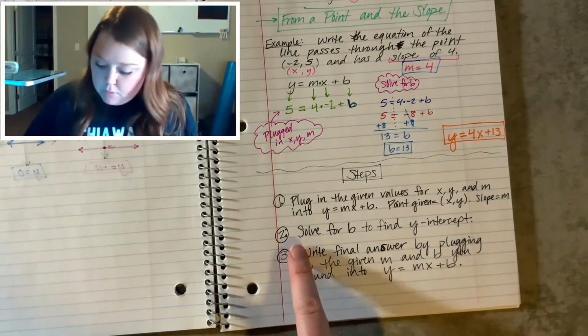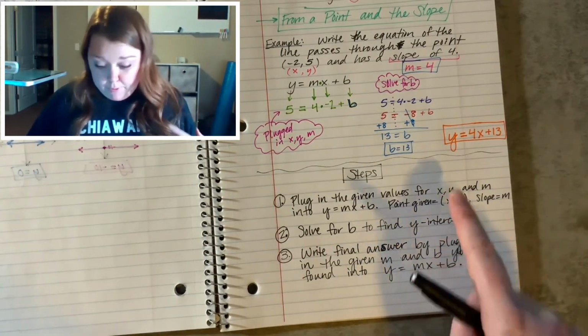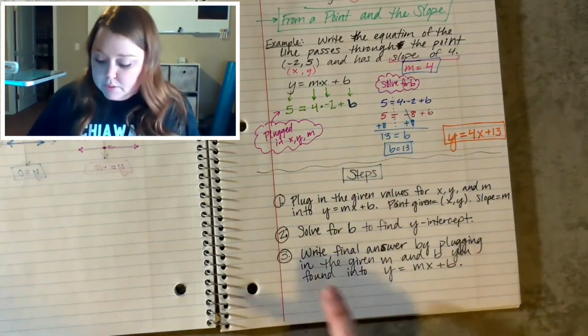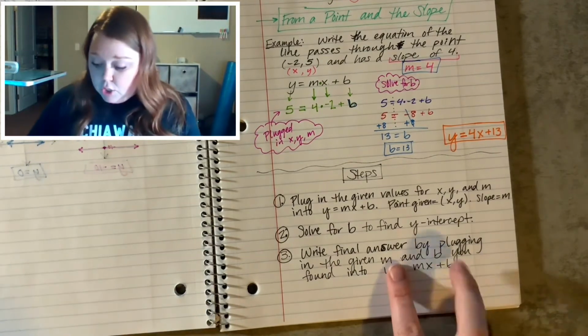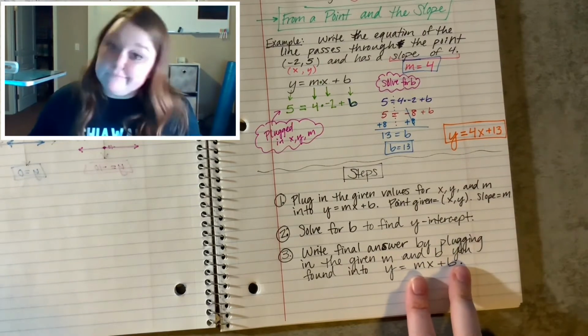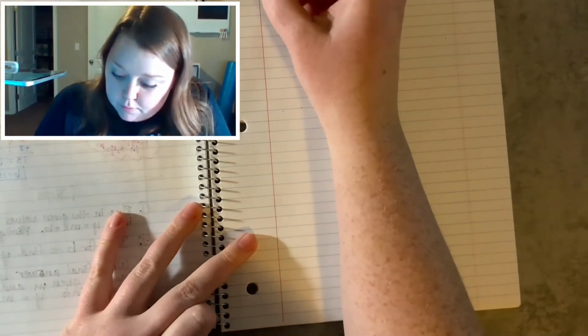Cool. Solve for b to find the y-intercept. That's your second step, is you actually have to isolate b, figure out what b is. And then the third and final step is once you have m and b, you just plug them in to y equals mx plus b. Okay, so those are your steps. Okay, now let's do some practice. Here we go.